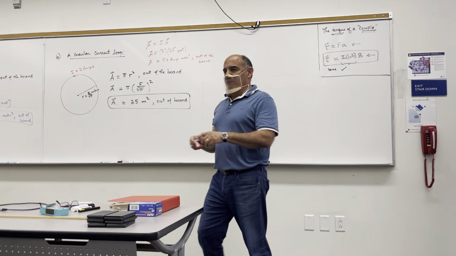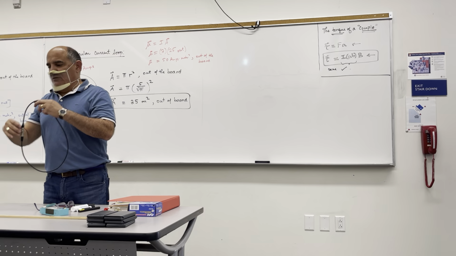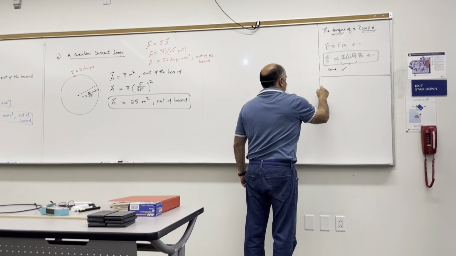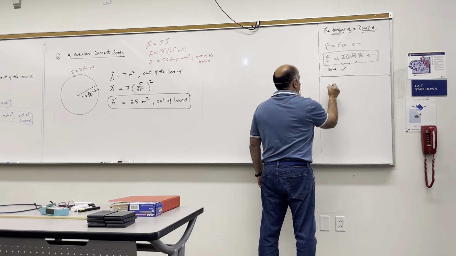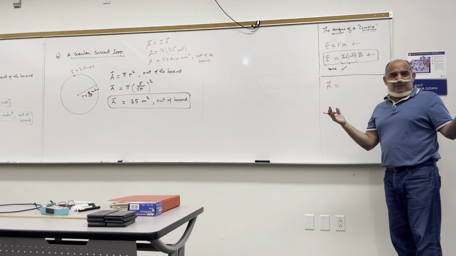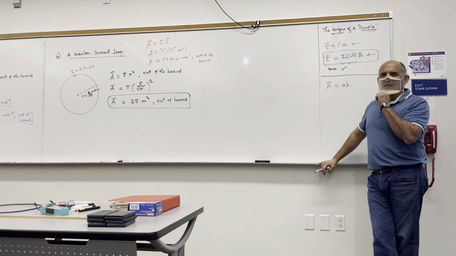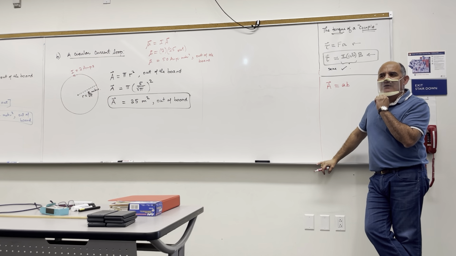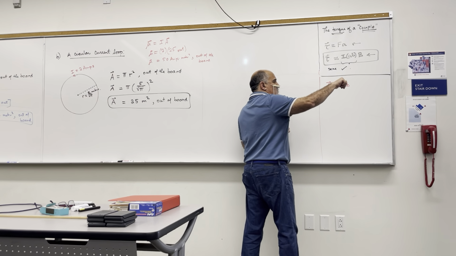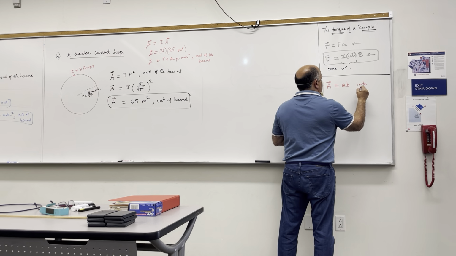Now, remember the rectangle problem that we did with the magnetic field pointing downwards? What was the area vector for that? It was AB, that's the magnitude. And which way was the current, clockwise or counterclockwise? Clockwise, so the area vector has to be into the board.